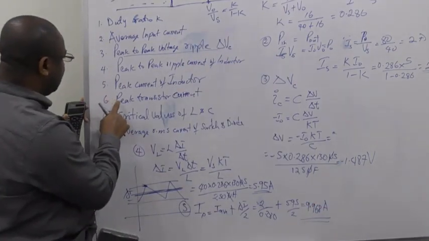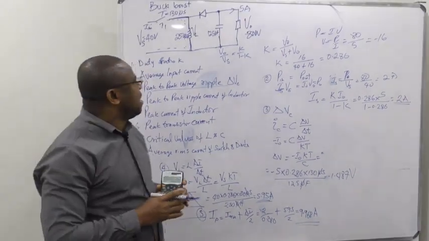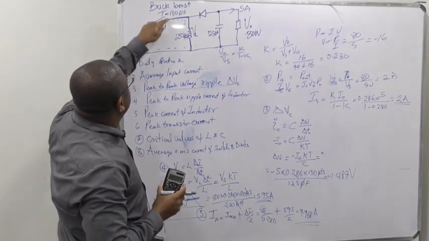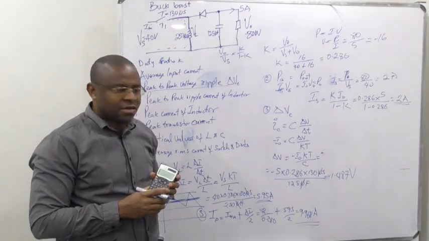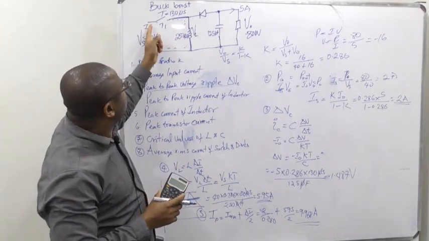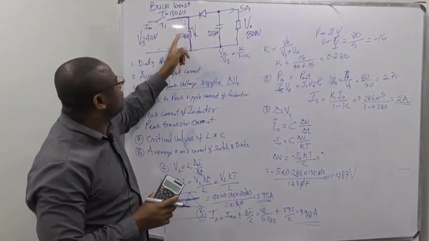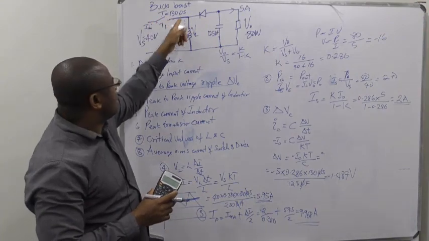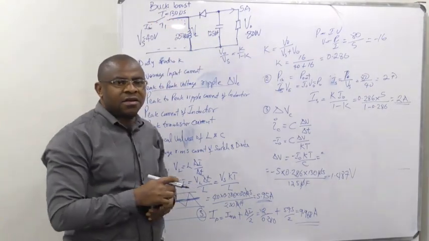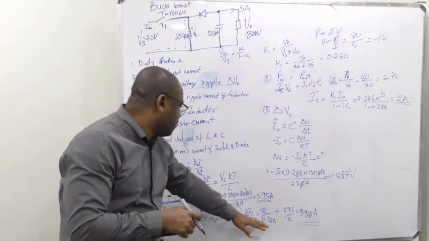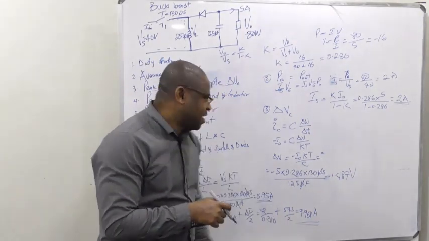Now the next is the peak transistor current. Remember, the peak transistor current is the same thing as the peak inductor current. So whatever you have here is what you got here also. So the peak transistor current is the same thing as the peak of the inductor current, so whatever we have here is also that of the transistor.